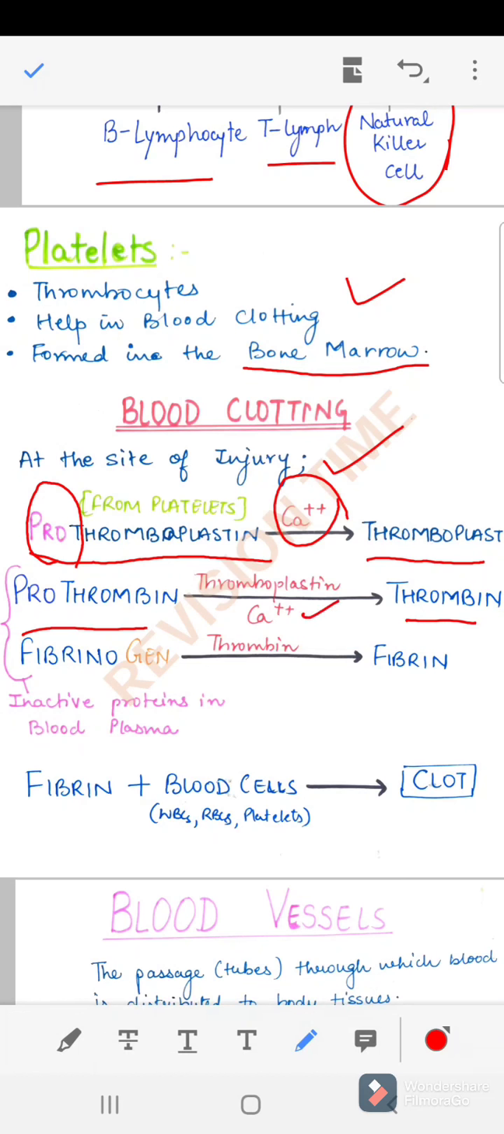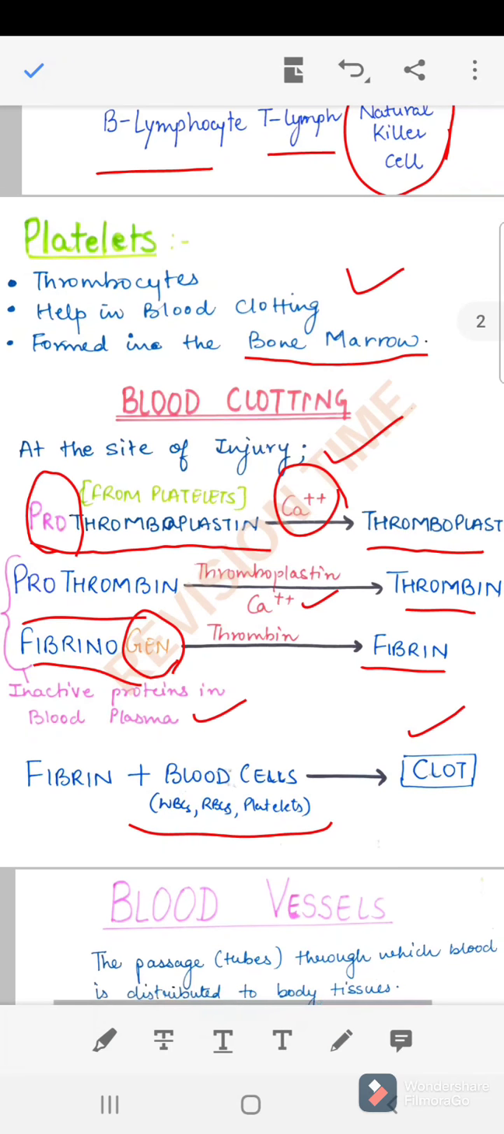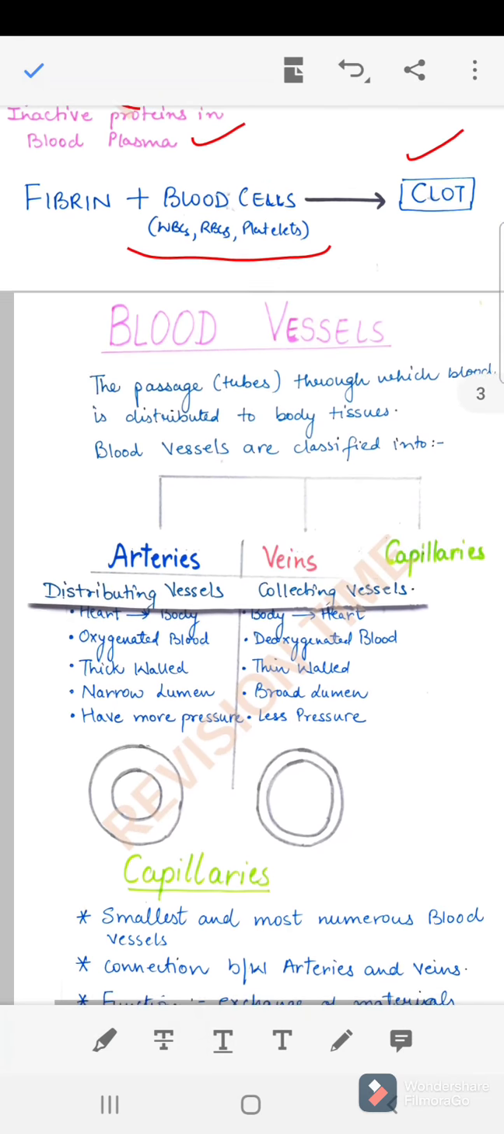Prothrombin is the inactive protein present in the blood plasma. This thrombin converts fibrinogen, which also represents the inactive form, to fibrin. And this fibrin produces the network of fibers, which along with the blood cells forms a clot. Hence the bleeding stops and a blood clot is formed.